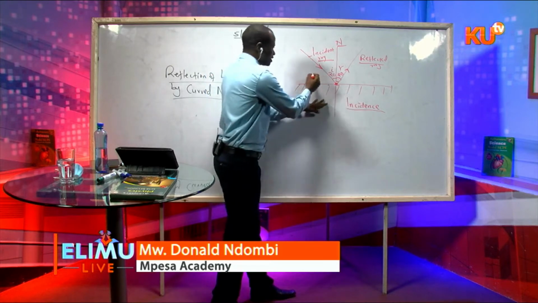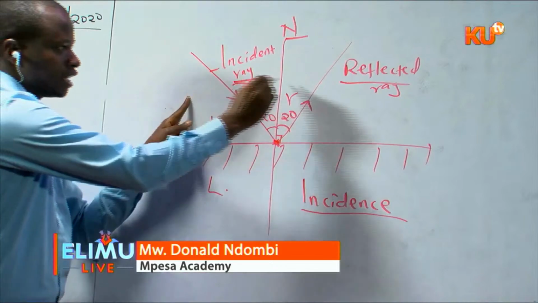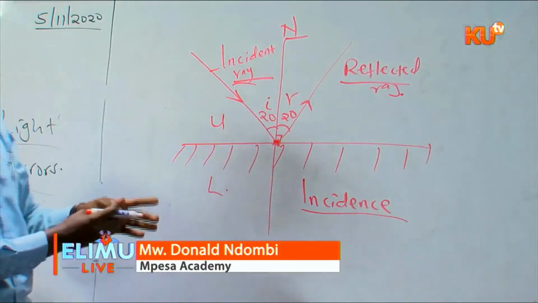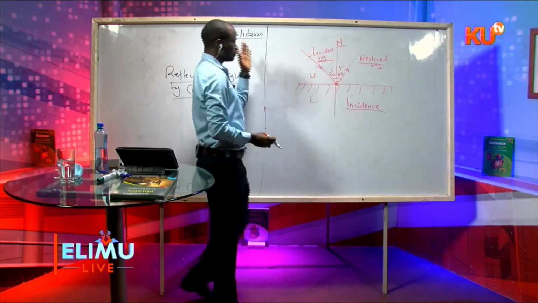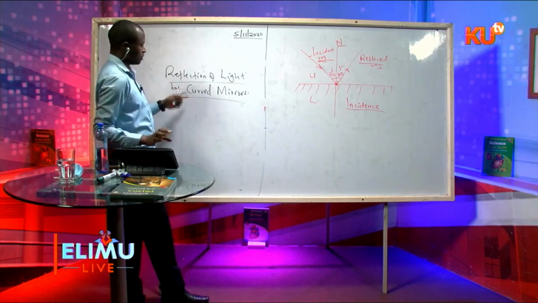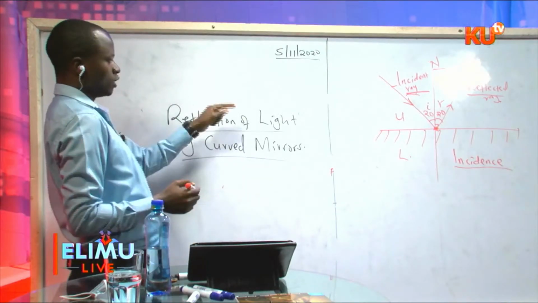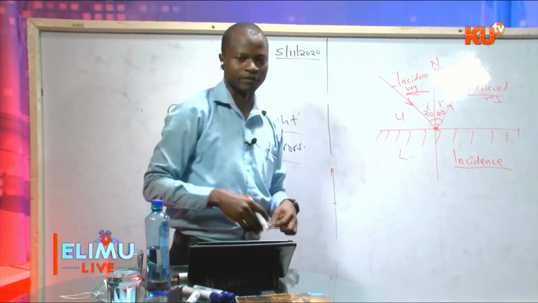There are two planes here, the upper plane and the lower plane. So the incident ray, the reflected ray, and the normal, where are they? All of them are above, so they fall in the same plane. Now when we come to reflection at curved surfaces or curved mirrors, because it is still light, it will still obey the laws of reflection.